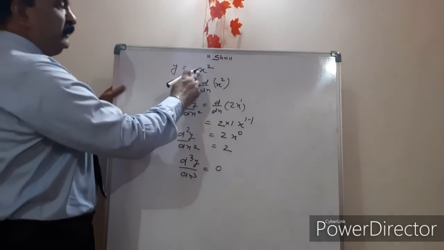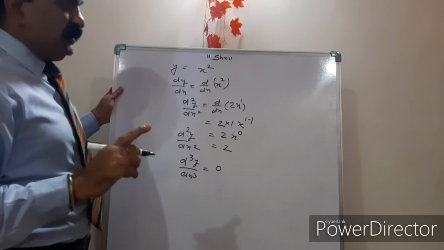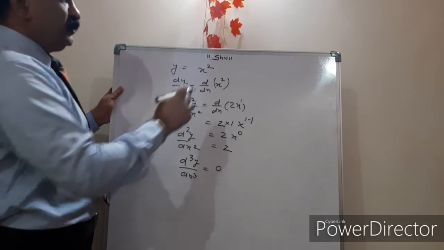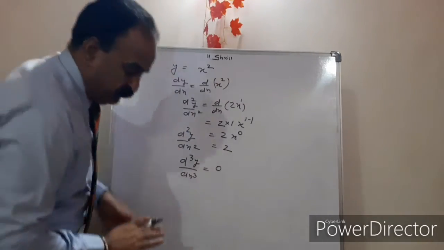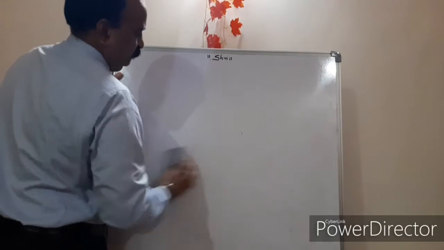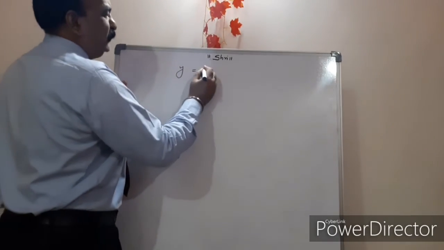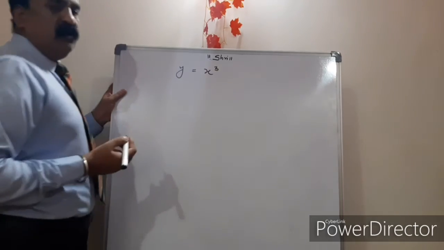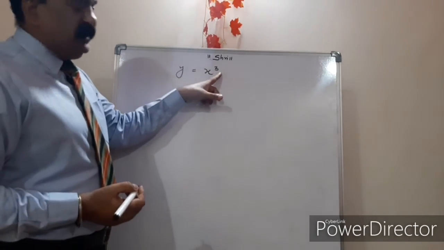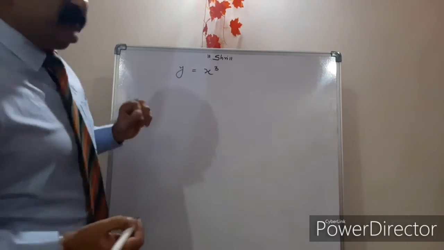If suppose you are getting here y is equal to x cube, it means which differential coefficient will be 0? The fourth differential coefficient will be 0 because the highest power is 3. Let us see how. Suppose you are writing y is equal to x cube and now you have to find the differential coefficient. I am just telling you the highest power is 3. It means the fourth will be 0. Let us see how.